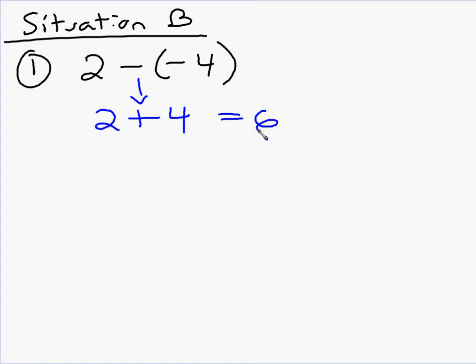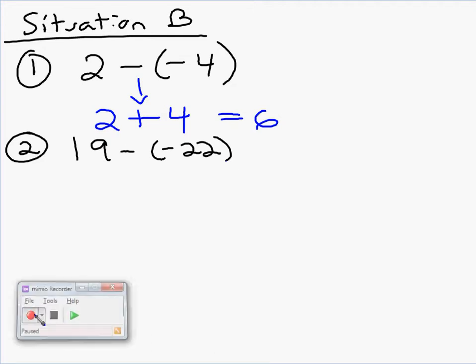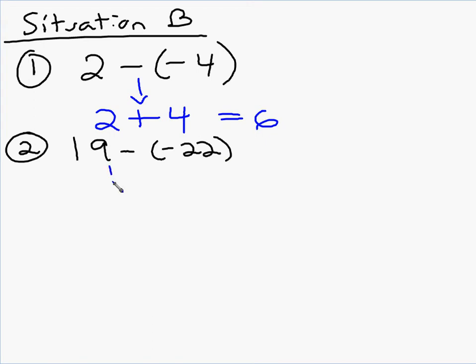Okay? You try one of those. You do this problem. 19 minus a negative 22. Rewrite it and find the answer. Okay, I saw a lot of good things. We rewrite this as 19 plus 22, and it's 41.